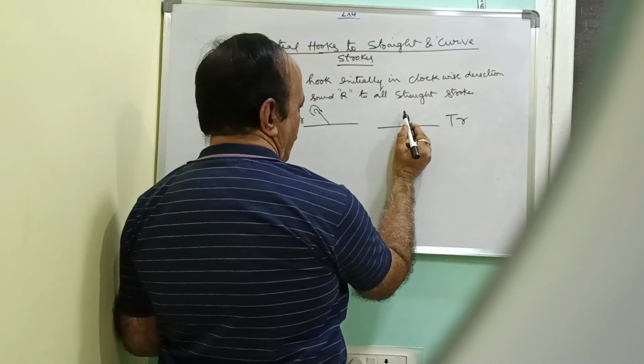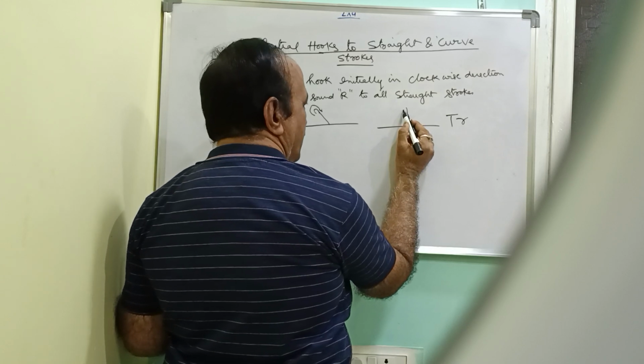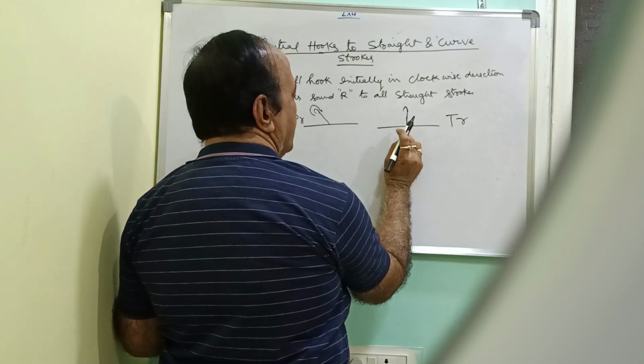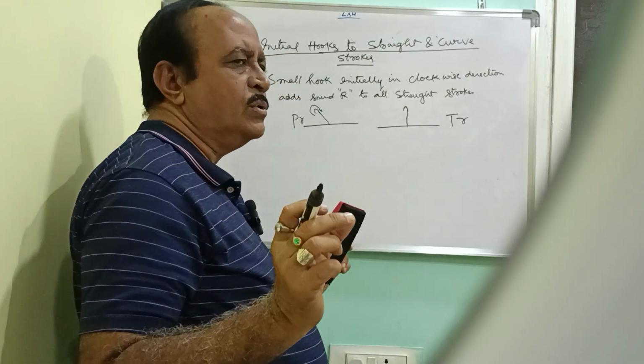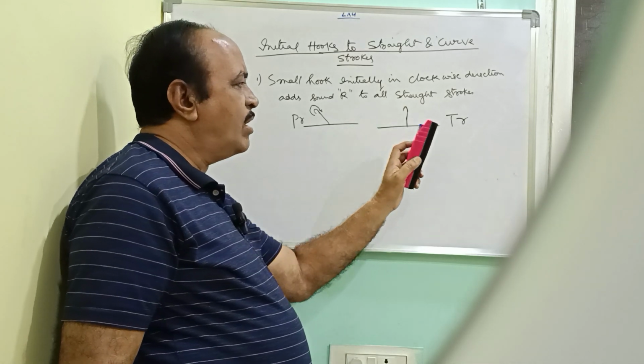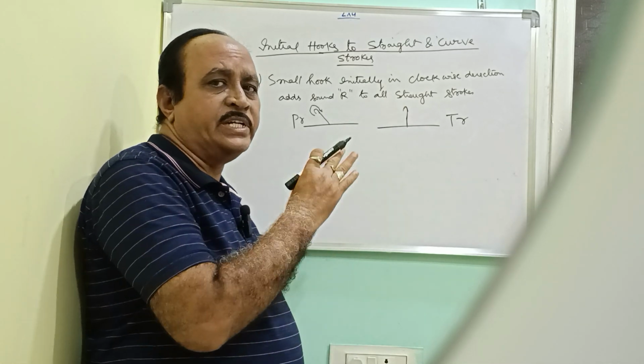In the same way, tar, T and R. So write the T. Actually, we are supposed to write the T along with the hook itself. That means a small initial hook in clockwise direction adds the sound of R to all the straight strokes.